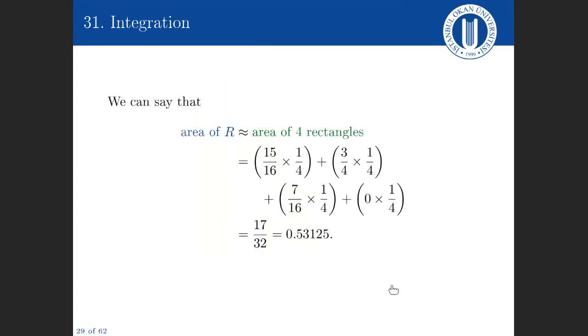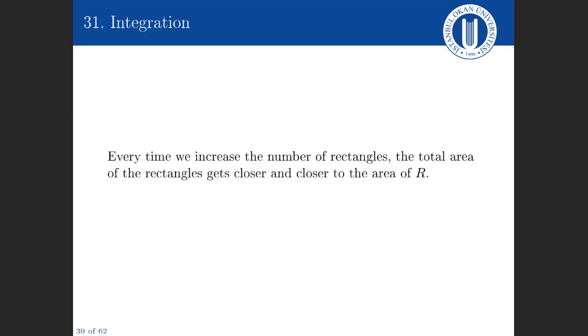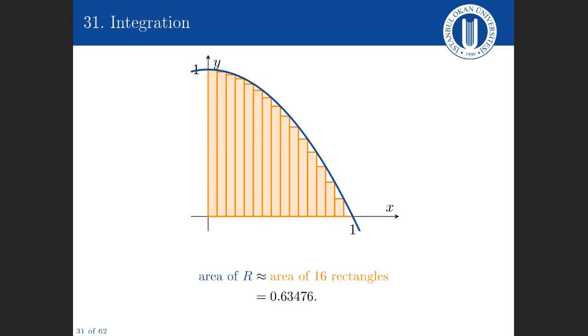We can say that the area of R is approximately equal to the area of these four rectangles. And we can calculate this is 0.53125. Every time we increase the number of rectangles, the total area of the rectangles gets closer and closer to the area of R. Here, for example, is a picture with 16 rectangles. The area of 16 rectangles is 0.63476.